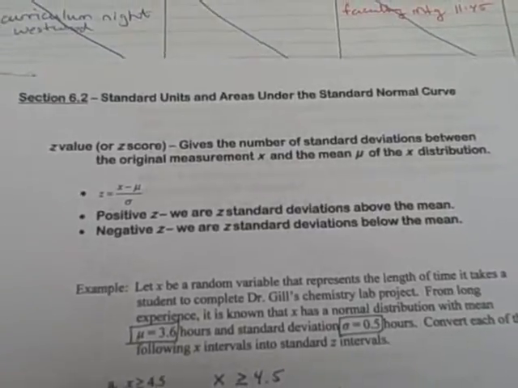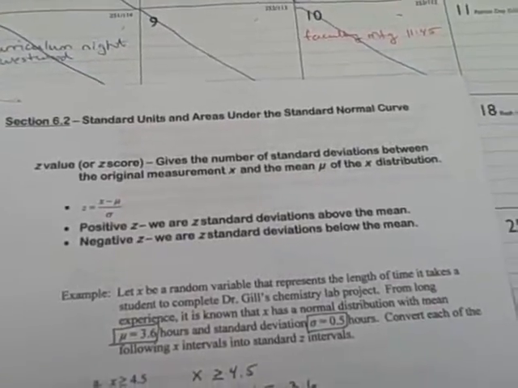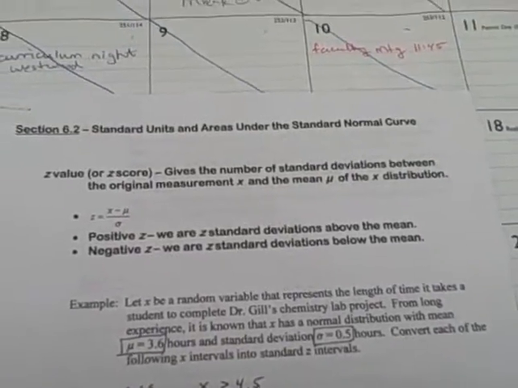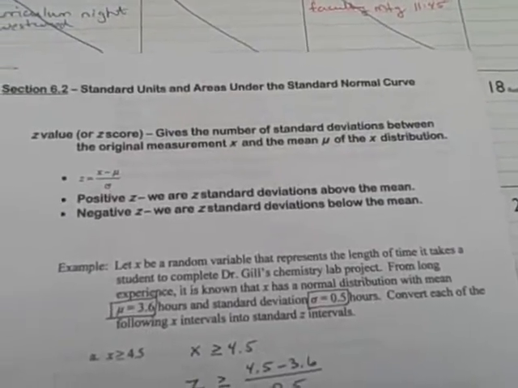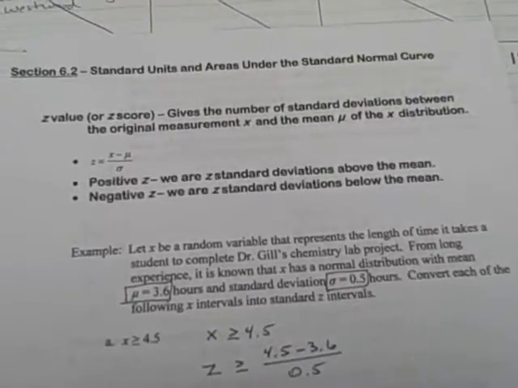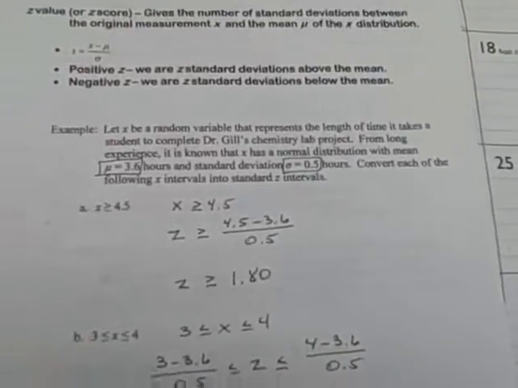Okay, 6.2, standard units and areas under the standard normal curve. Guys, it's very, very important that you understand that the z value, when we find a z, is telling us how many standard deviations above the mean or below the mean. So let's look at this first example.